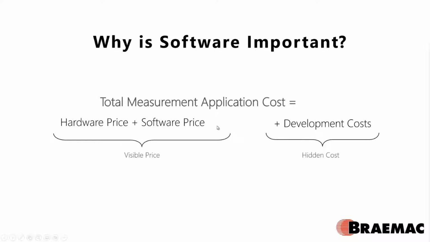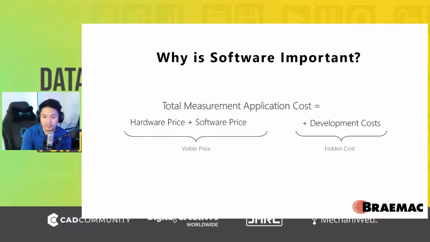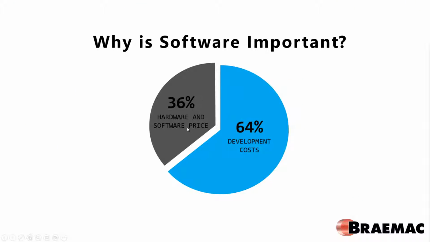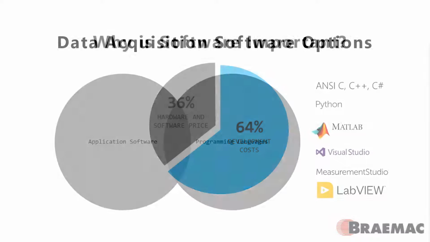The visible price when we do a project is how much is the software, how much is the hardware. But the hidden cost is the development cost. Okay? Based on a survey, usually the hardware and the software price is only 36% of the total cost of the project, while 64% is the total measurement application cost, or the development cost. So this is why software is important, because it can allow you to expedite the cost of the development, as well as provide scalability and long-term maintenance that will reduce your cost of development.